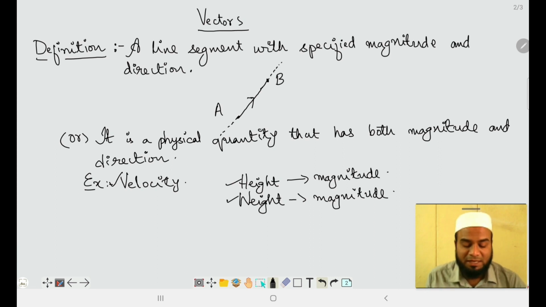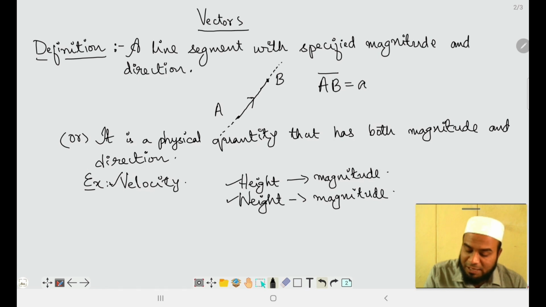So how can we define a vector? In mathematics, a vector is nothing but a line segment which has both magnitude as well as direction. How do we denote this vector? It is denoted by AB bar, or with small letters we can denote it as a bar. So a bar is a vector. Physically, a vector is nothing but a physical quantity that has both magnitude as well as direction. Velocity is one of the examples, whereas examples of scalar quantities are height and weight. Okay, next we will see the meaning of position vector.